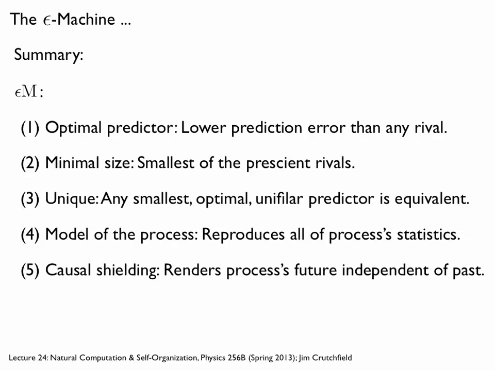So just to summarize, we showed that the epsilon machine is the optimal predictor. It has the lowest prediction error of any rival, unconstrained. But of the optimal predictors, it's the one of smallest size. And if you come up and say, oh, I've got an optimal predictor with smallest size, it's essentially equivalent to the epsilon machine. So it's a unique model of the process, and we produced all of its statistics. And the causal states give you the causal shielding. It gives you the operational sense of what the causal states do. They're very much the generalized notion of Markovianness, of summarizing the past.